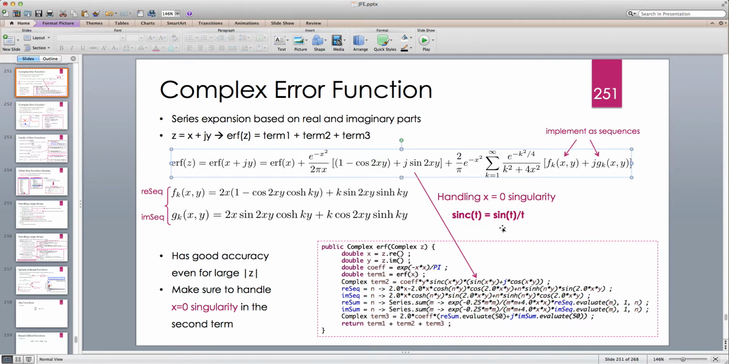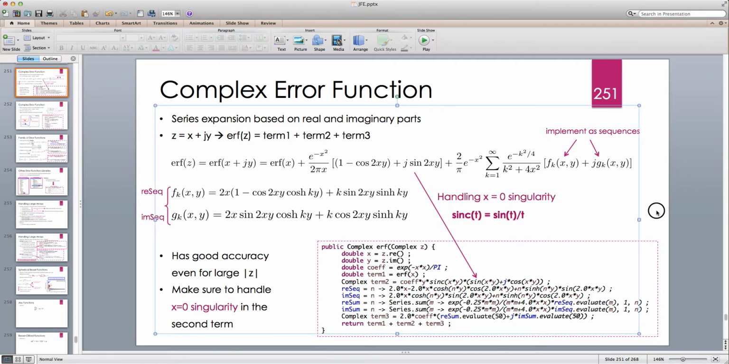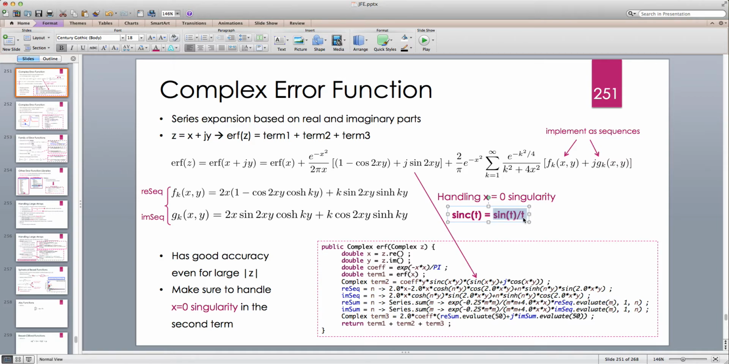The way we handle it is we use a sinc function. The trigonometric identity is 1 minus cosine of 2xy is 2 sine squared of xy, and sine of 2xy is 2 sine of xy cosine of xy. Then you factor sine of xy out. Sine of xy over x gives you a sinc when you multiply and divide by y. So sinc of xy. And the good thing about sinc is that when t approaches 0, this sinc becomes 1. So it automatically handles the singularity.